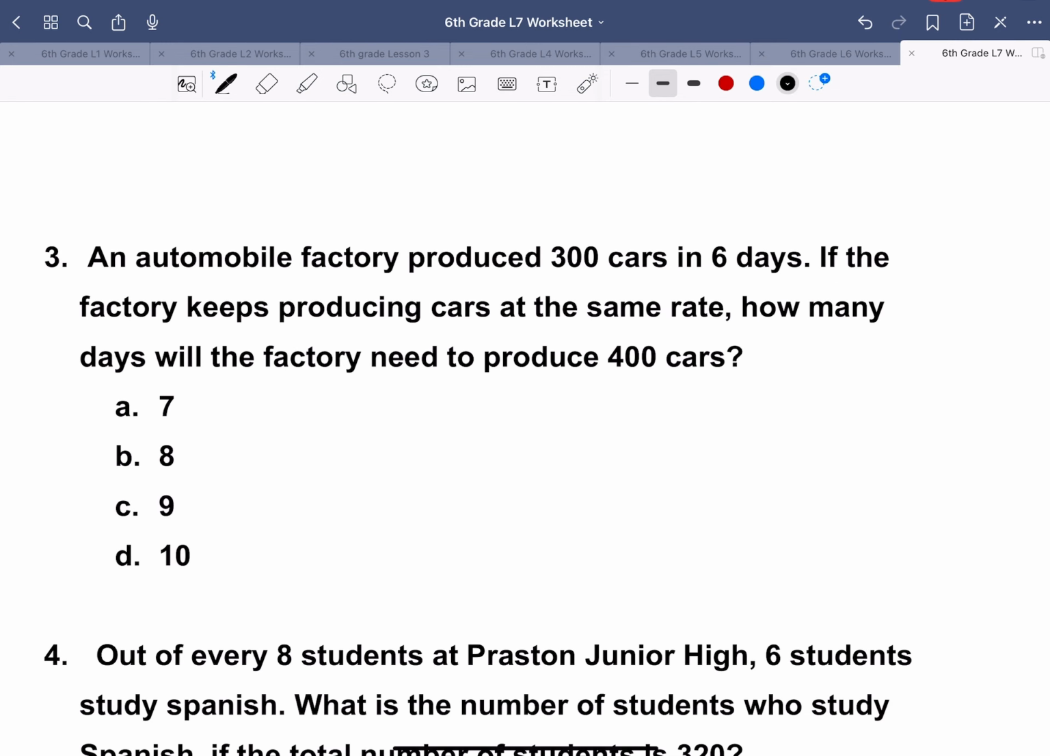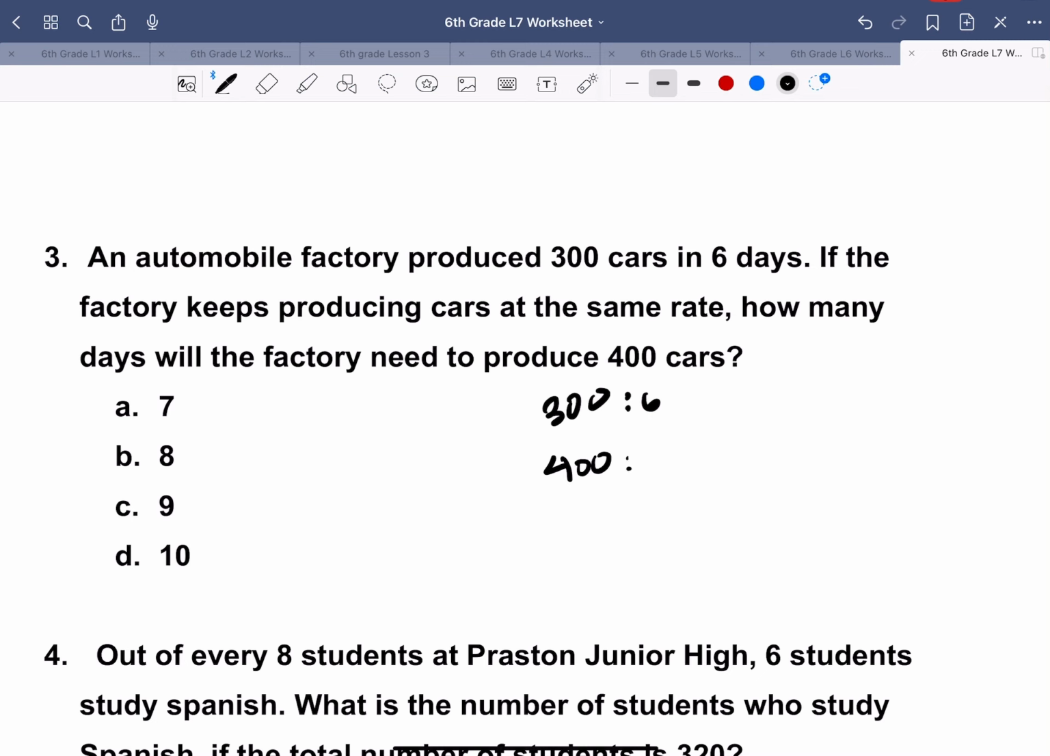Number 3. An automobile factory produced 300 cars in 6 days. If the factory keeps producing cars at the same rate, how many days will the factory need to produce 400 cars? Okay, since we know the rate is 300 cars in 6 days, we want to know how many days it'll take for 400 cars to be made.